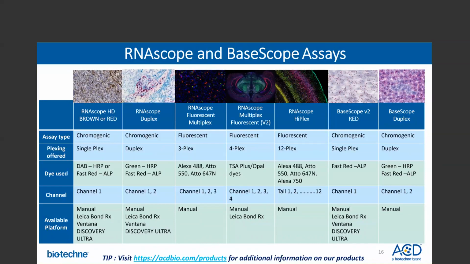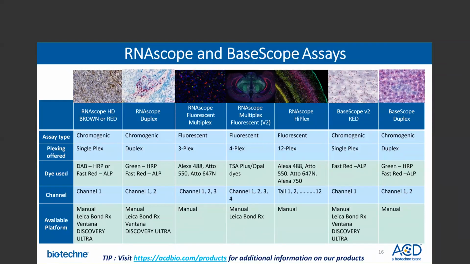We'll next look at columns 3, 4, and 5, which are about the fluorescent assays. We have the fluorescent multiplex assay, the fluorescent multiplex version 2 assay, and the high-plex assay. The difference between the three is that fluorescent multiplex allows you to do 3 targets. Version 2 of the assay allows you to do 4, which requires the use of Opal dyes. And the high-plex assay, our newest product on the market, allows you to do 12 RNA targets in a single tissue section simultaneously.